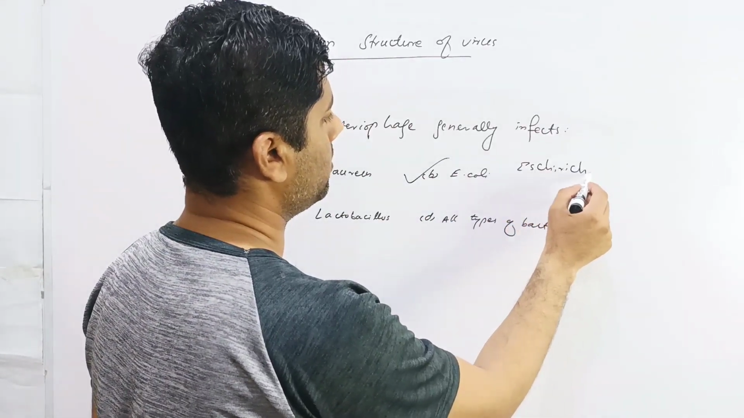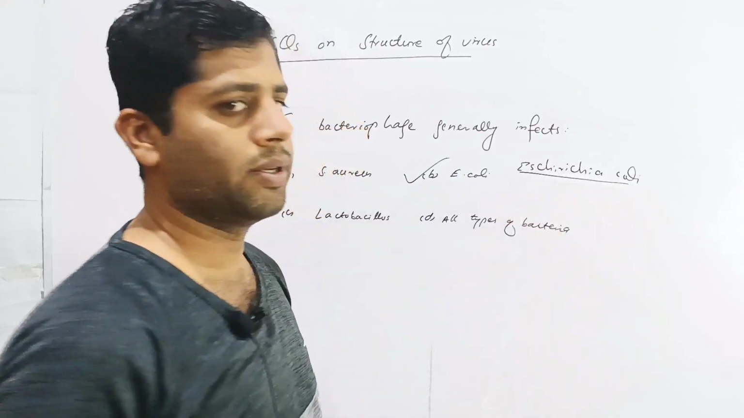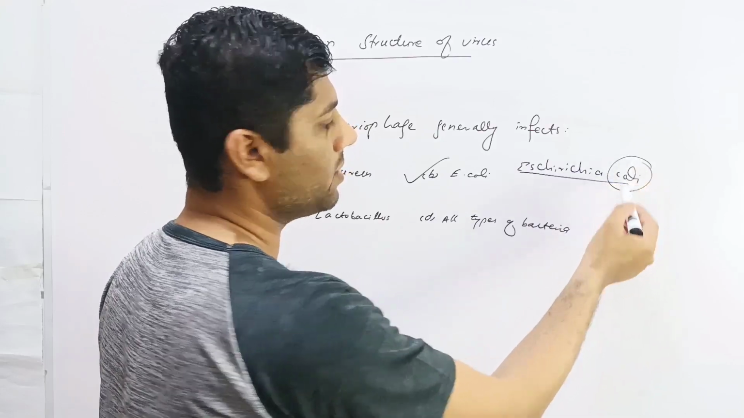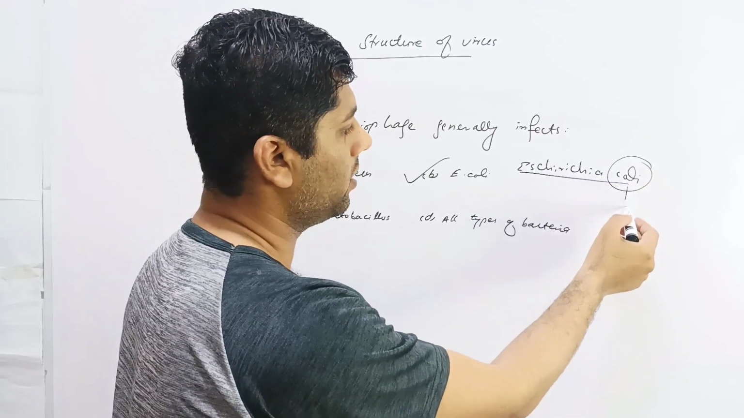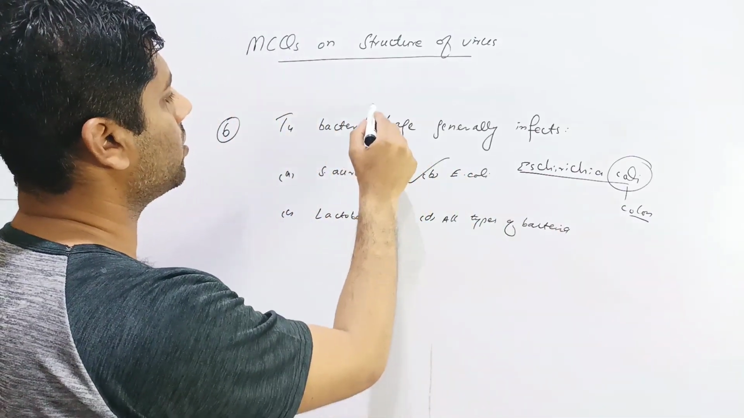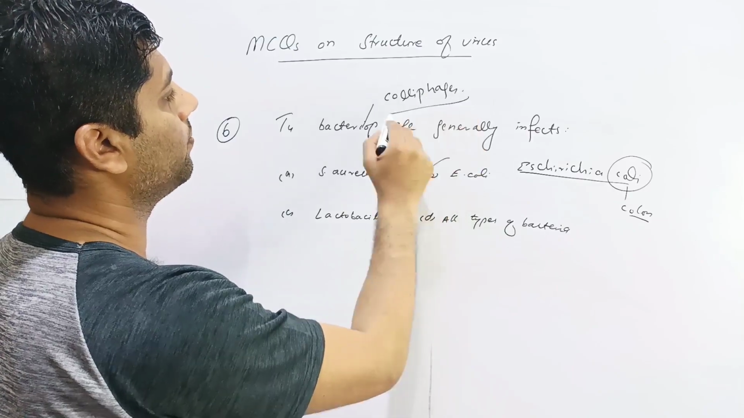The complete name is Escherichia coli, as it is a biological name, so this should be underlined. Therefore, due to this word coli, as these are located in the colon, the large intestine segment, these bacteriophages are also called coliphages due to their host.